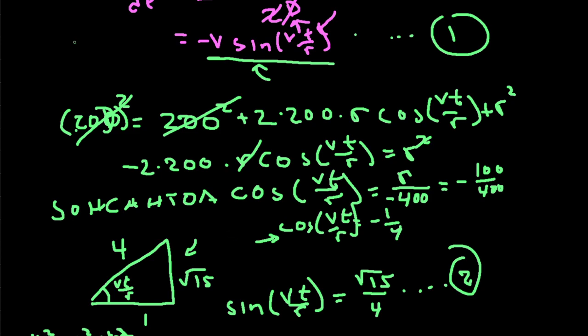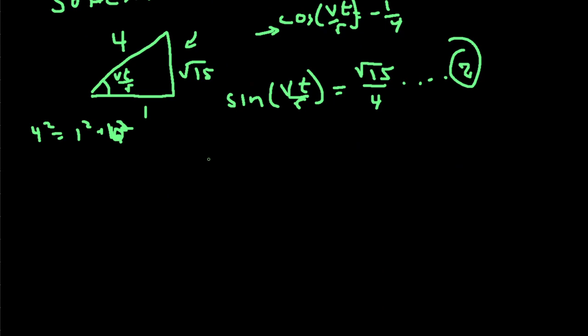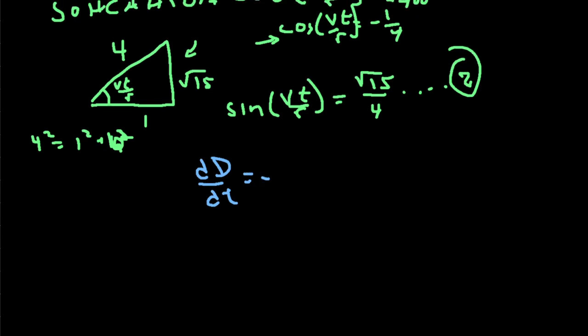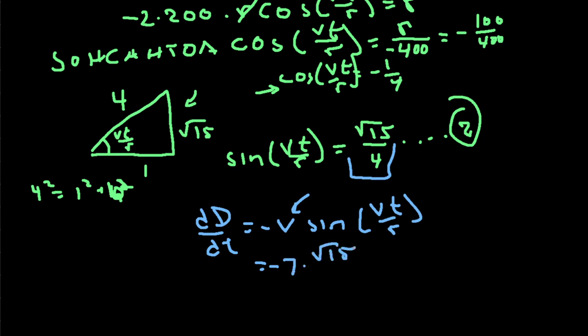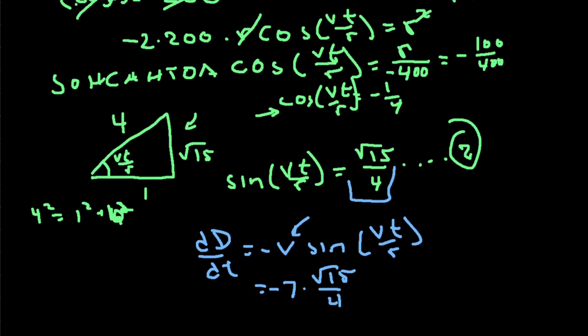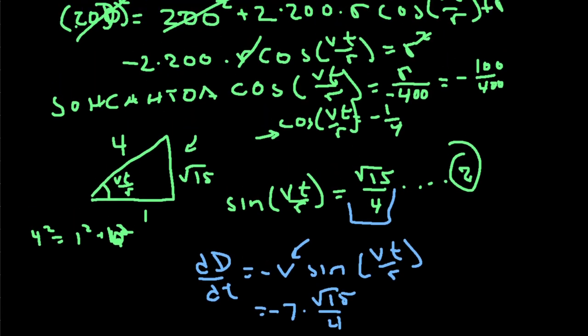And I'm going to use blue. So dd/dt is equal to negative v sine of vt over r. And I'm just going to go ahead and plug in for that square root of 15 over 4. And v is 7, so I'm just going to go ahead and do negative 7 times square root of 15 over 4. And to be fair, it could be plus or minus 7 times square root of 15 over 4.